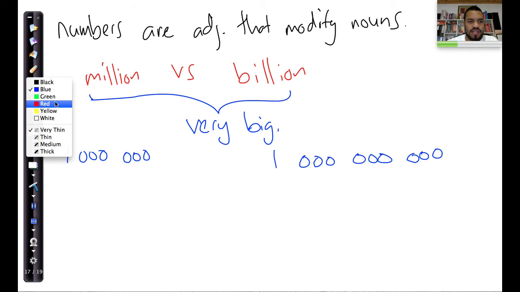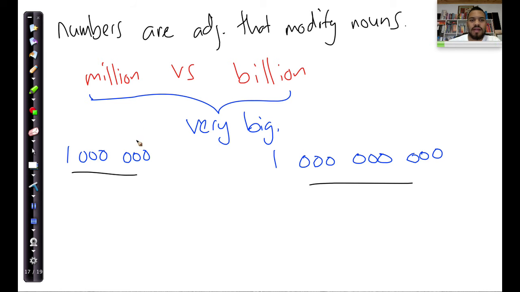Now, next question. Let's see what we can do with this. There's my million, there's my billion. I'm going to tell you a little secret over here, and the truth is, we actually have to consider it in terms of the noun that it's quantifying. A billion is only bigger than a million if it is modifying the same noun. So what is the same noun? Let's talk about seconds.